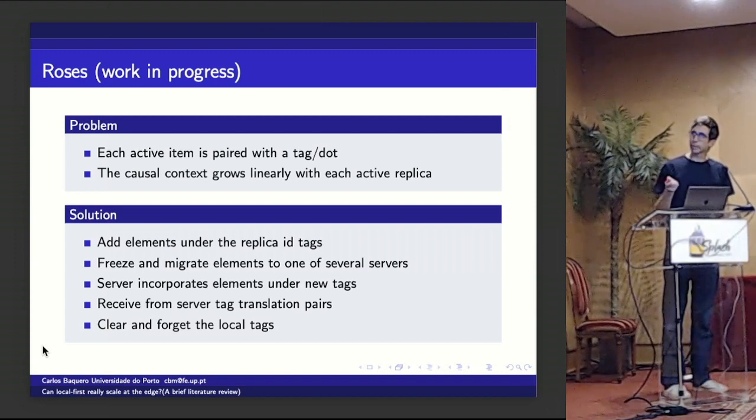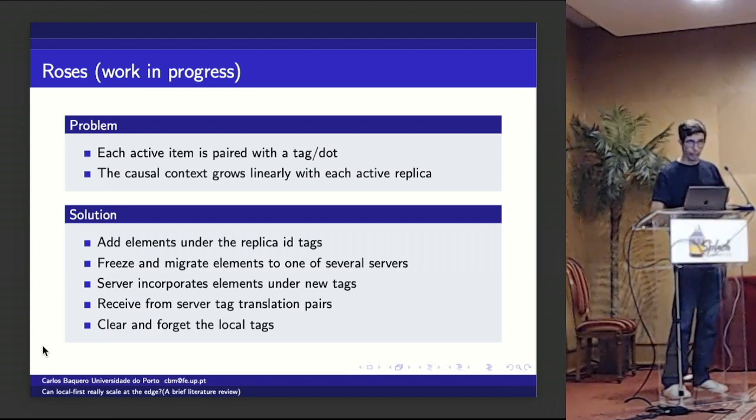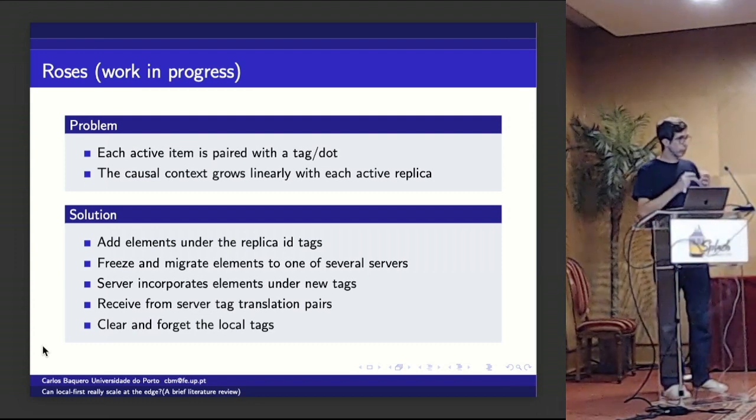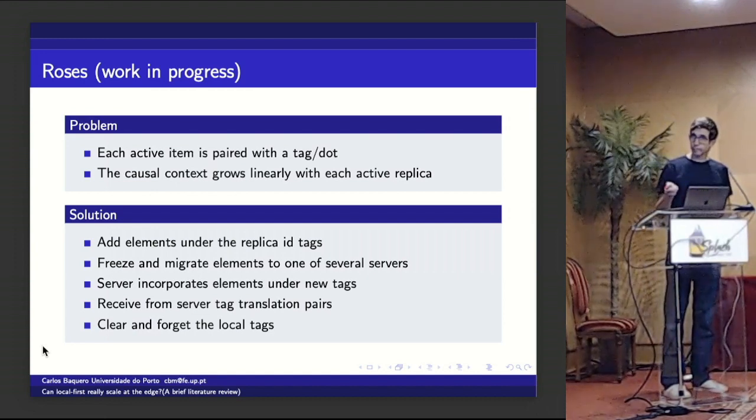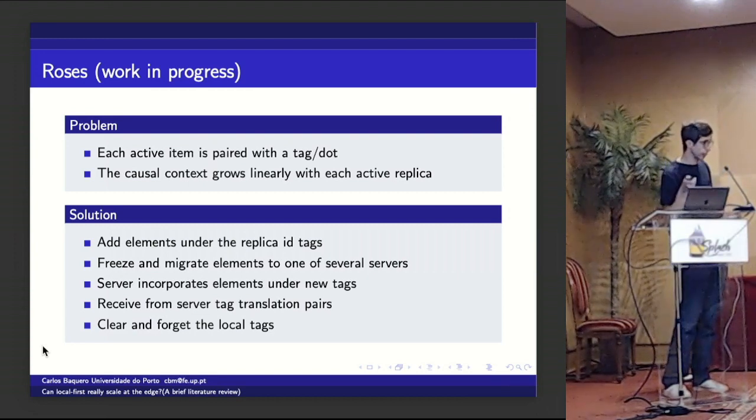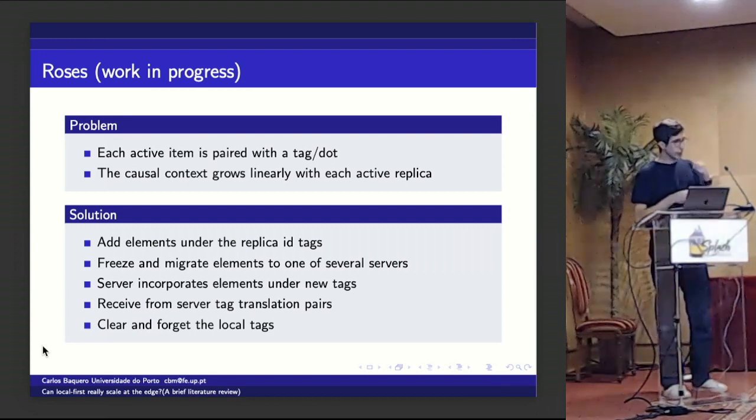So the idea is kind of this. We add elements under the replica ID tags. So we have our local ID that we control. We can use it to be local-first and add elements. Then, at some point, we freeze it, and we try to migrate to one of several servers. But while it is frozen, I can still keep adding again on the other state that I have that is not frozen.